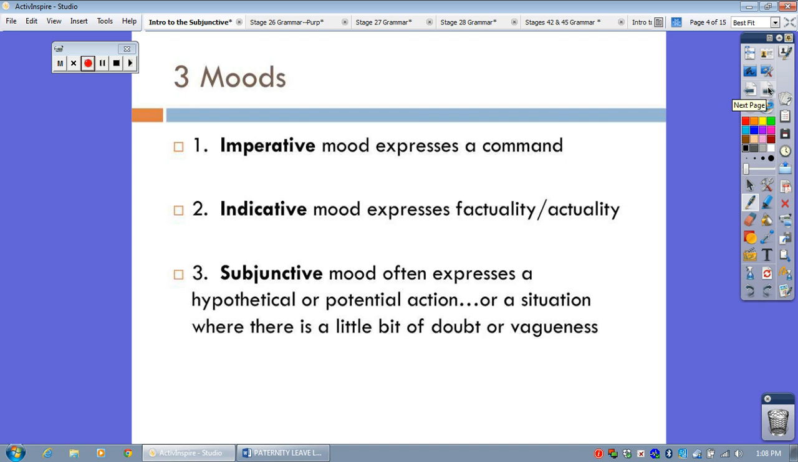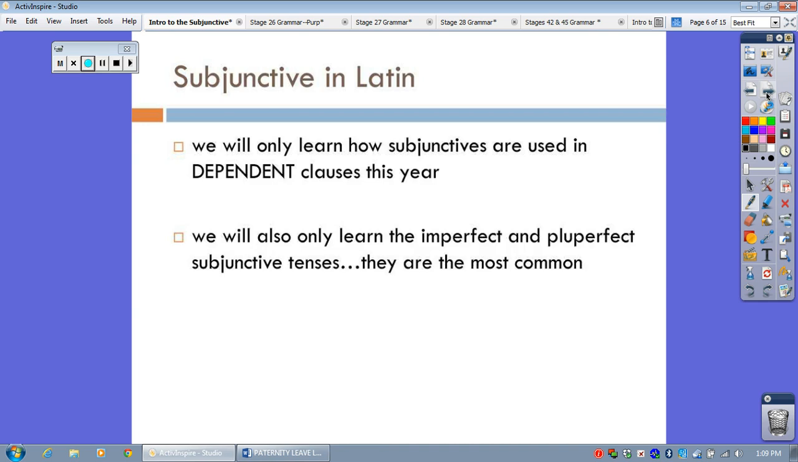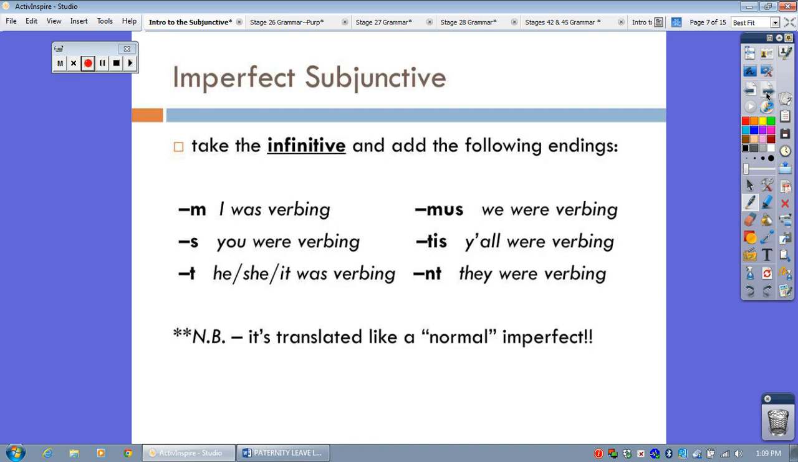Now, last year, and really for a good chunk of this year until we get to the purple book, you only need to know two tenses of the subjunctive, and those are the imperfect tense and the pluperfect tense. And for this year, pretty much you only need to know the subjunctive as it is used in dependent clauses. We covered two last year, and we're going to cover about four or five more this year.